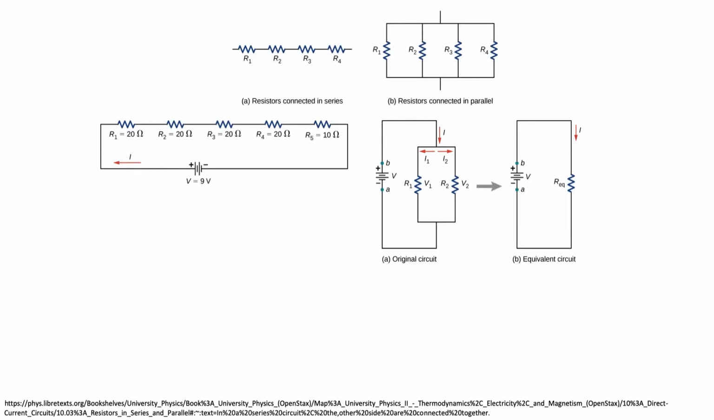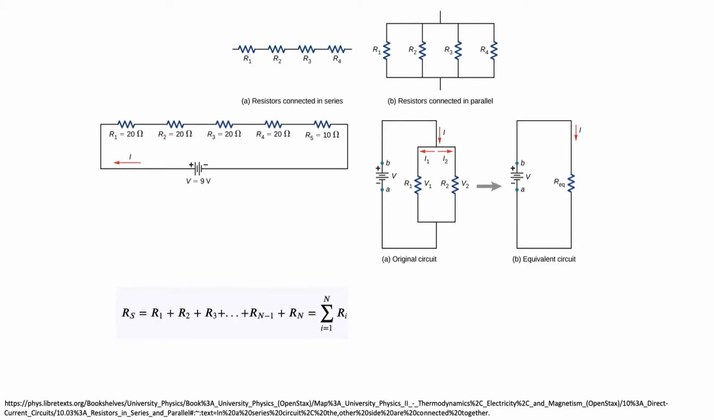Resistors can be placed in series or in parallel as shown. When resistors are placed in series, the same amount of current passes through each of them. Thus, in a series connection, all resistances add up and the total or equivalent resistance is just the algebraic sum of the series resistances.